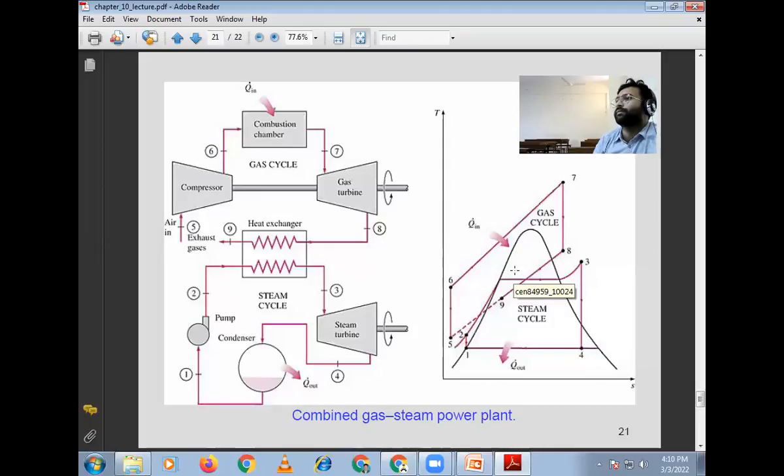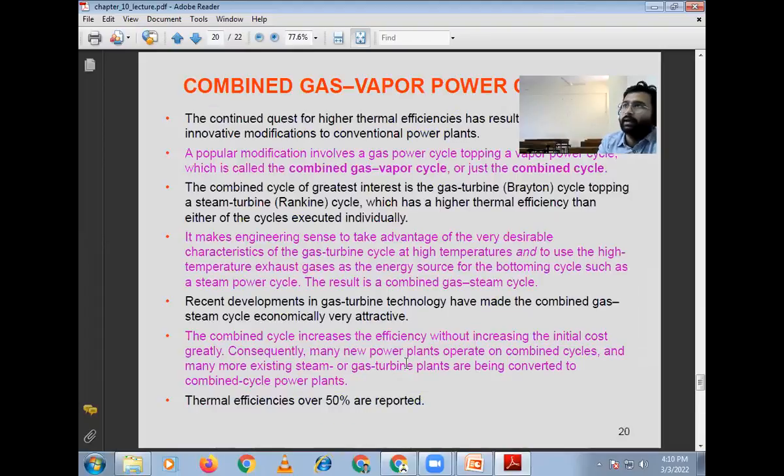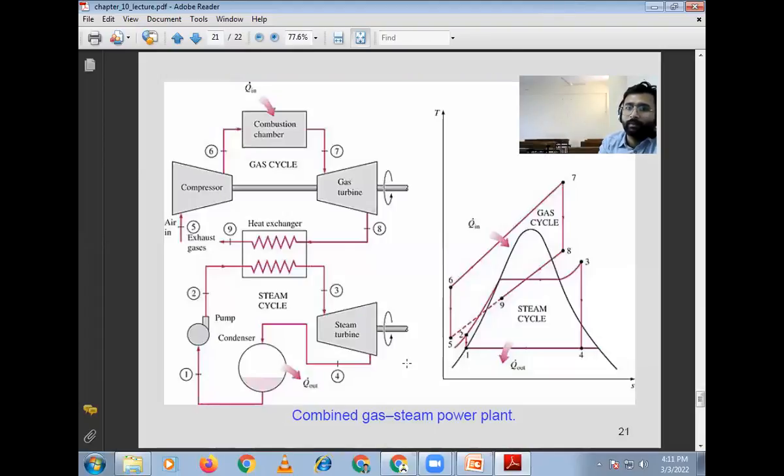Okay, then this is the combined gas power cycle. So draw this diagram. Draw both diagrams and give the title combined gas power cycle. Draw both the diagrams.